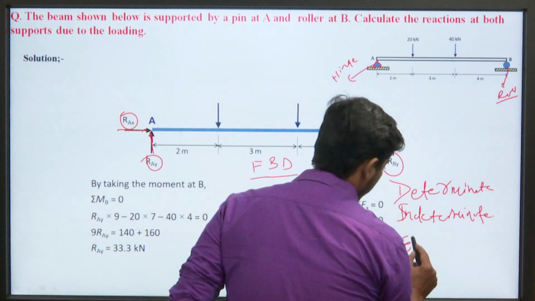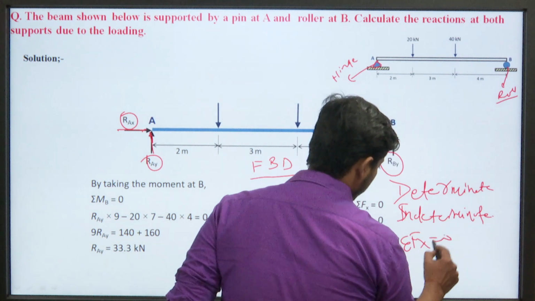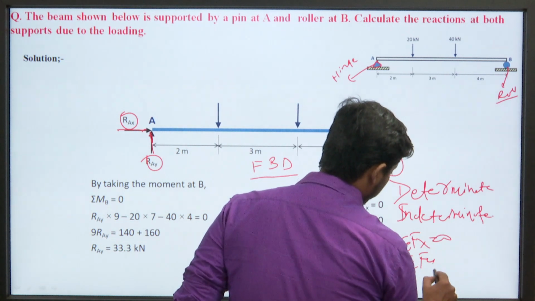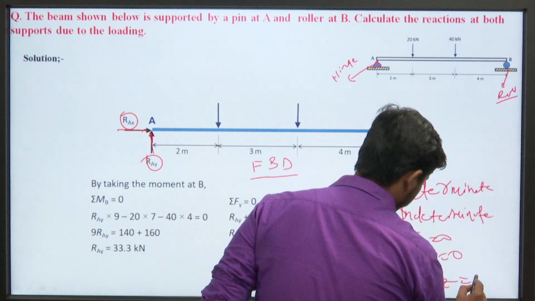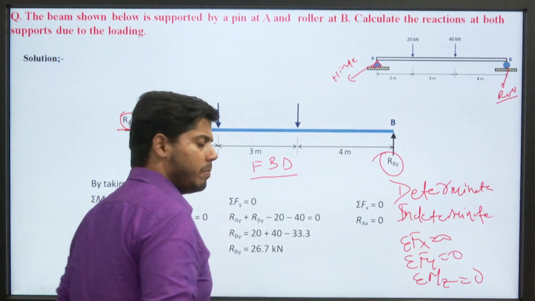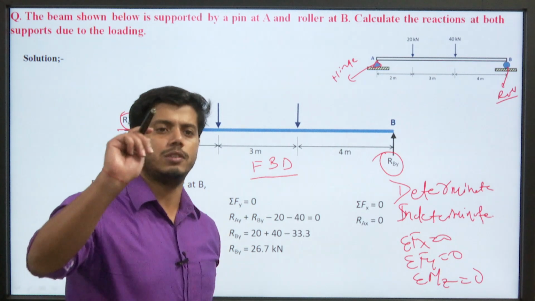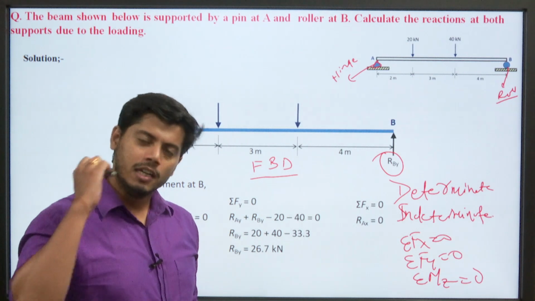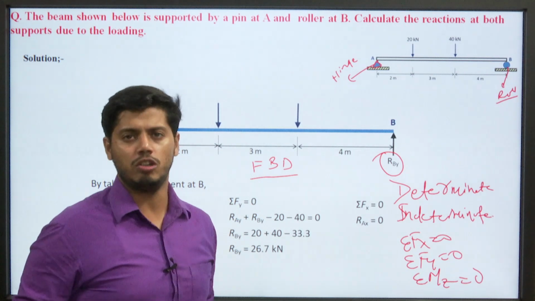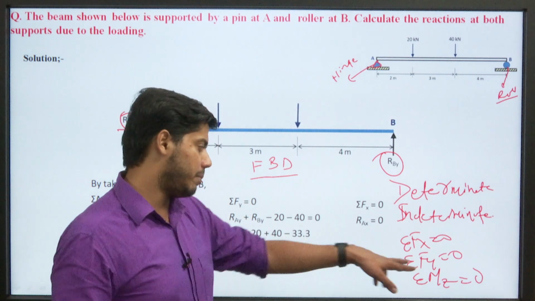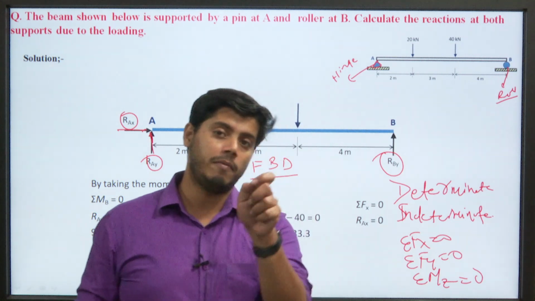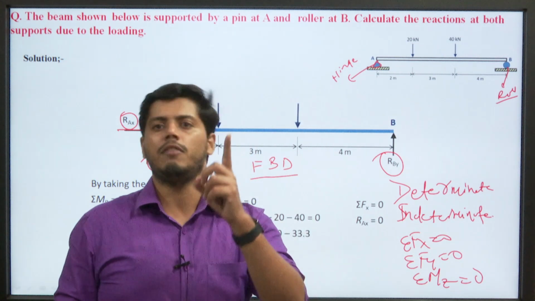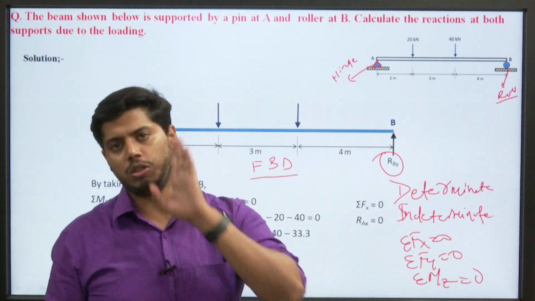One is summation of Fx equal to 0, summation of Fy equal to 0, and summation of moment along the z axis equal to 0. Summation of Fx equal to 0 means that to maintain the equilibrium of a body, the summation of all the forces along the horizontal direction is equal to 0. Summation of Fy equal to 0 means that to maintain the equilibrium of a body, the summation of all the vertical forces acting on the body is equal to 0.